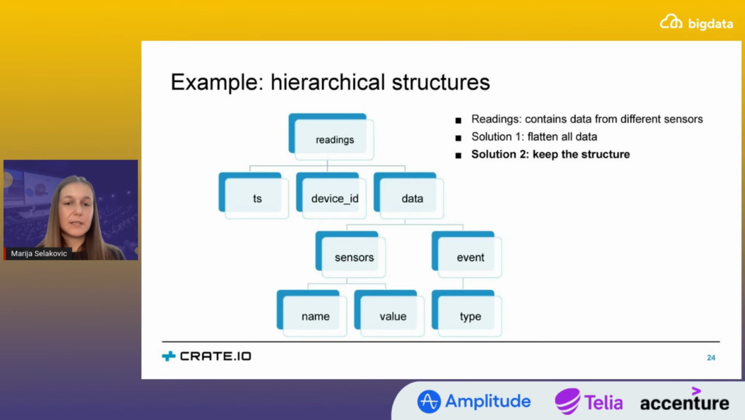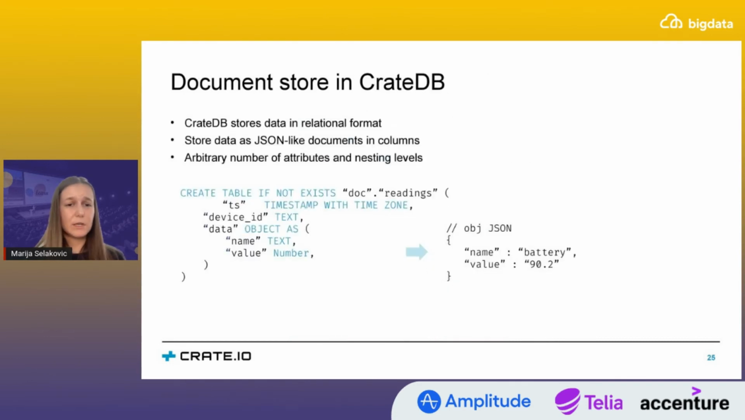Many time series database solutions require you to flatten the data, and they have very strict data models for storing time series data. In CrateDB, we allow you to keep these structures, and the feature that allows you to do this is called document store, which means that you can store the data in a relational format and as JSON-like documents at the same time. So the data looks like a relational database, but in how they are stored into columns, there is definitely more flexibility there. So you can store the data like JSON documents.